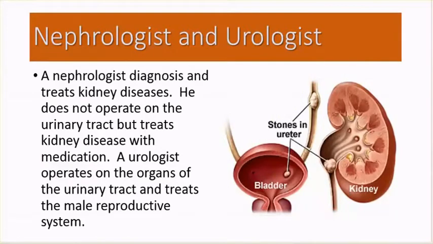Nephrologist and Urologist. A nephrologist diagnoses and treats kidney diseases. He does not operate on the urinary tract, but treats kidney disease with medication. A urologist operates on the organs of the urinary tract and treats the male reproductive system.